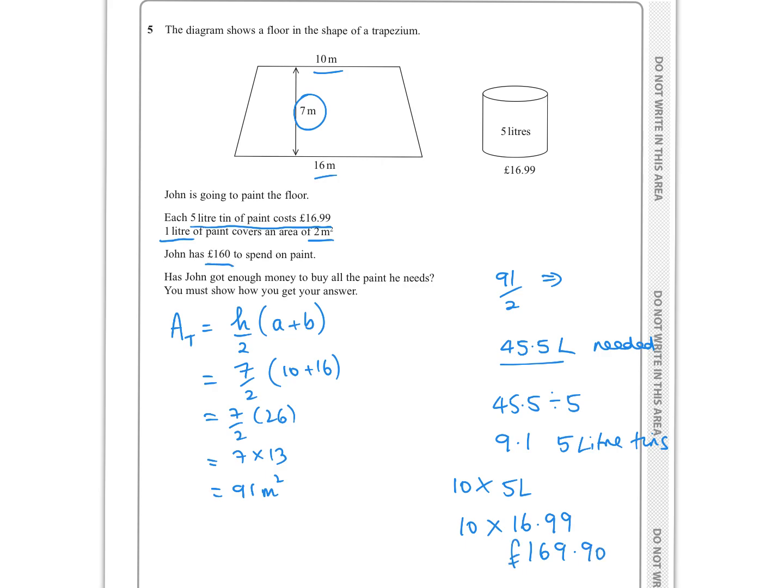So he has £160 to spend. Has he got enough money? And we can say no. He is £9.90 short.